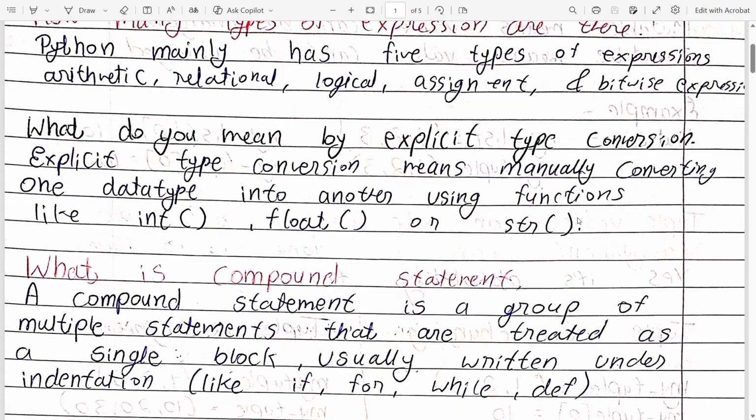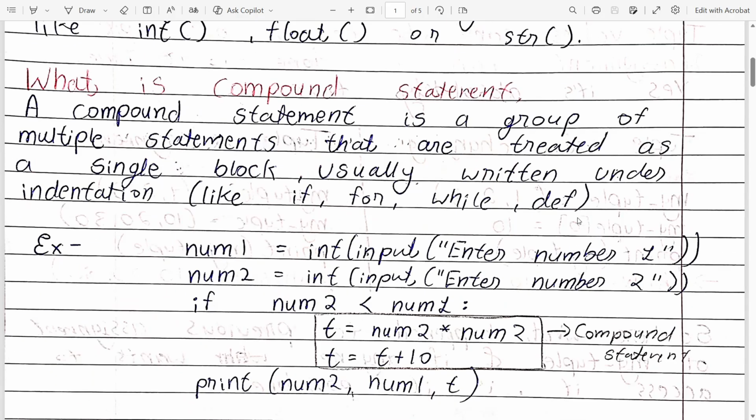Then what do you mean by compound statement? A compound statement is a group of multiple statements that are treated as a single block, usually written under indentation, like if, for, while, def for function, etc. Its example is num1 equals int(input("Enter a number")), num2 equals int(input("Enter number 2")). So here we are taking some inputs.